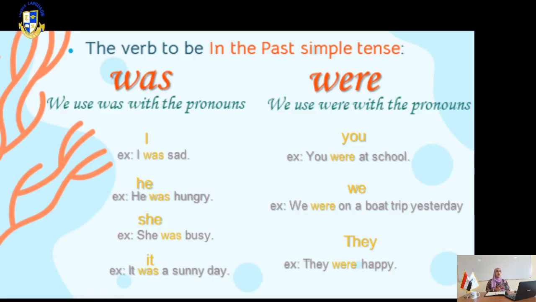I use the past simple tense to talk about an action that happened before. It already happened in the past and finished. And we use was with I, he, she, it, were with you, we, they. Let's see the examples.